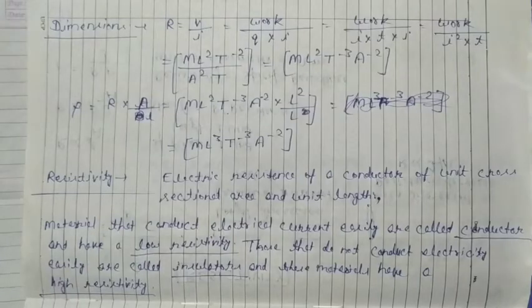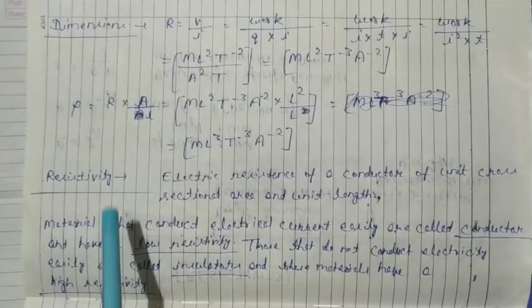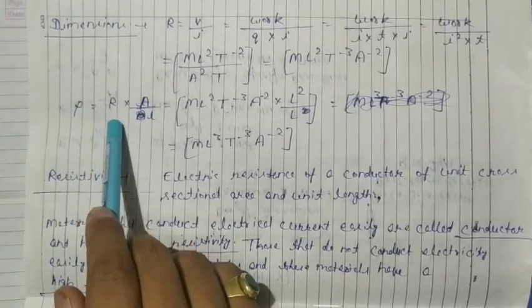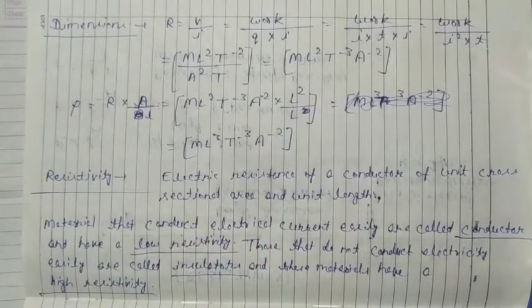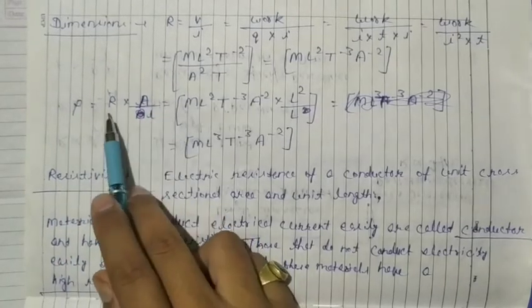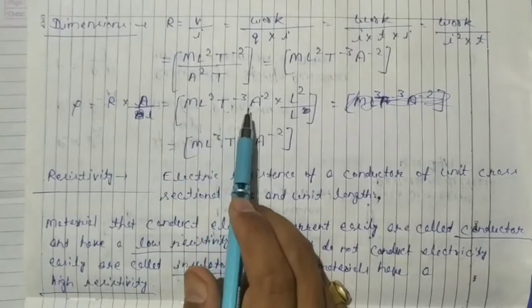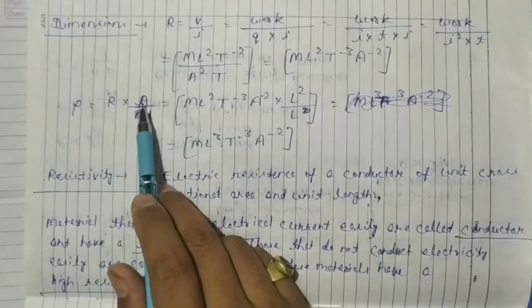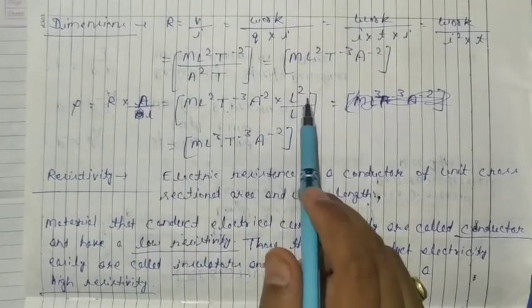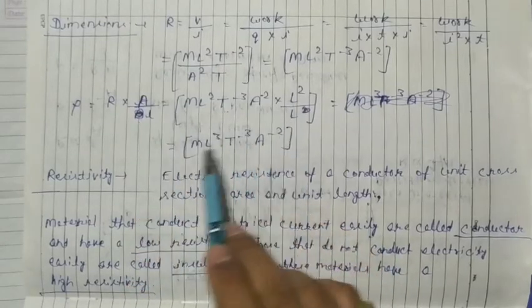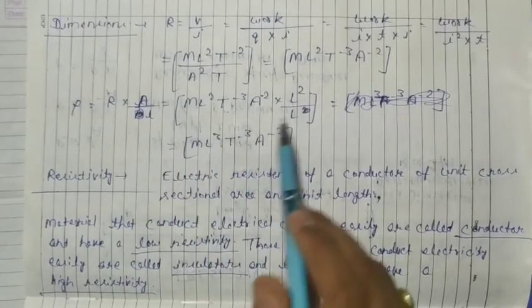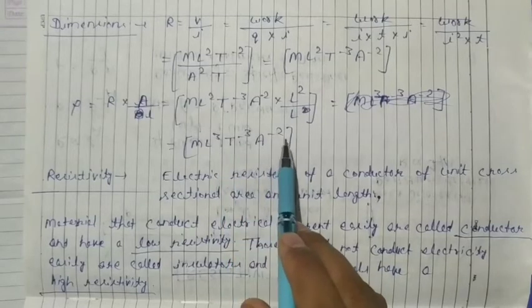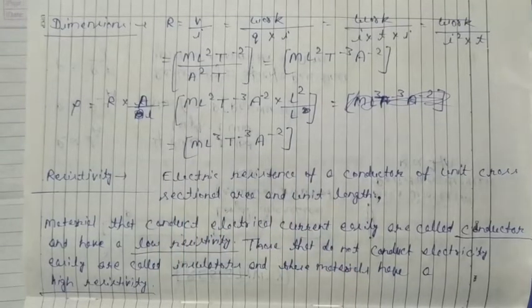Now the dimension of resistivity, rho is equal to R A upon L, equal to the dimension of R, M L2 T minus 3 A minus 2, multiplied by A, this A is area, whose dimension is length into length, L square, upon length L. This equals M L3 T minus 3 A minus 2. This is the dimension of rho. These are the dimensions of resistivity.